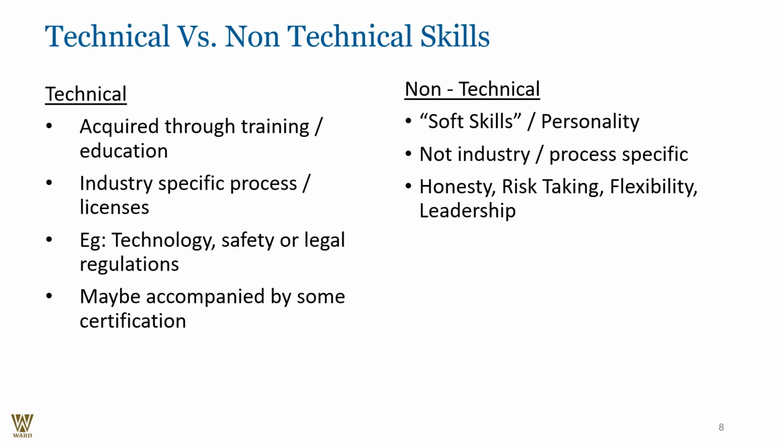Technical versus non-technical skill. Technical skills are what we acquire through training, industry-specific processes. Probably there are some licenses that you need. If you want to be an advocate, you need to pass certain licenses. If you want to be a medical practitioner, you have to pass certain licenses. There are niche jobs that require licenses, without which you cannot actually man those positions. For example, technology, safety, or legal regulation may be accompanied by some other certification.